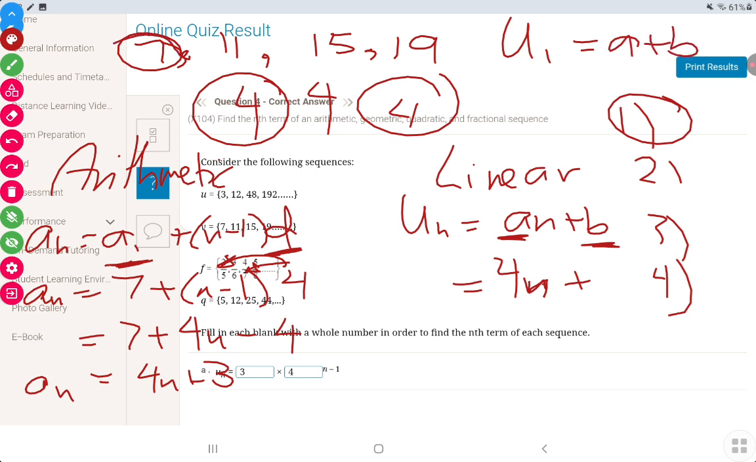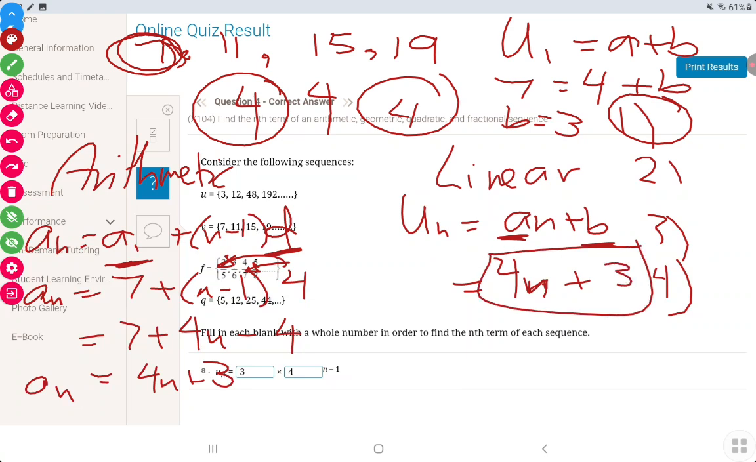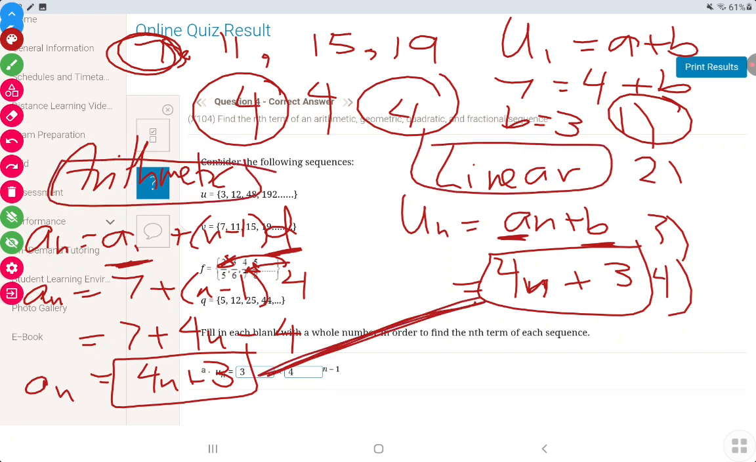u1, the first term, which is 7, equals a, which we said is equal to the difference, which is 4, plus b, which is what we're trying to find. So b is equal to 7 minus 4, which is 3. So you get the same answer. Doesn't matter if you do linear or arithmetic. They are the same thing.